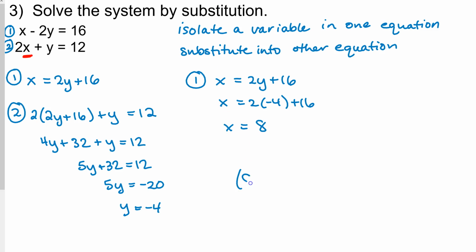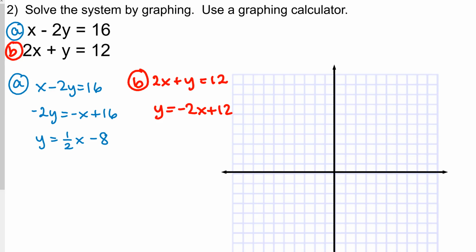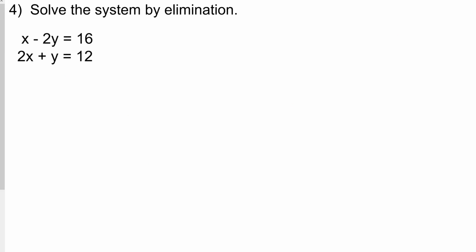So then we can write our solution as an ordered pair, 8 comma negative 4. You always write your solution as an ordered pair, x comma y. Obviously that's the same answer that we got doing it both of the ways we have previously done the problem. Now let's take a look at solving by elimination.